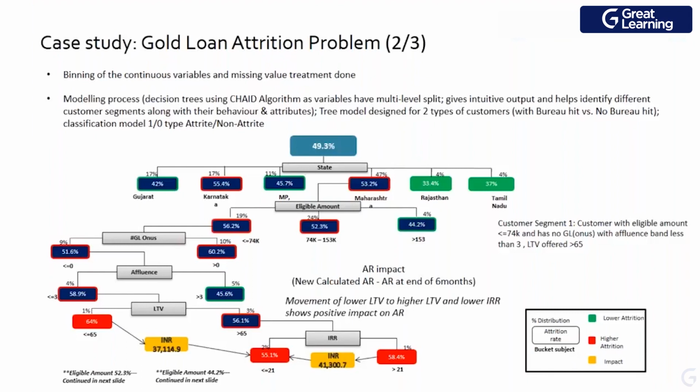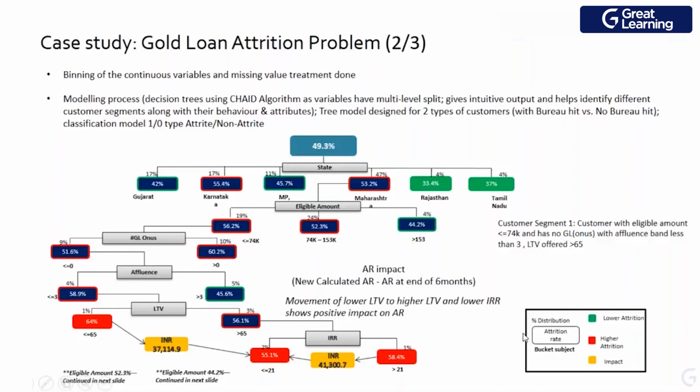This is just one of the segments. Likewise, you will have many other segments which will have different definitions. The eligible amount may change, the gold loan may change, the affluence may change. So likewise, you will have about 11 to 12 segments for just bureau hit customers. Likewise, you will have another 12 to 13 customer segments for no bureau hit customers.